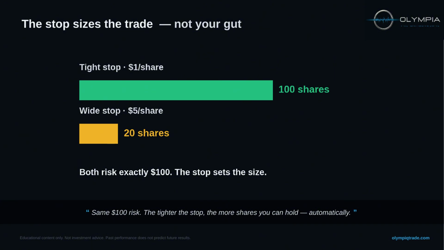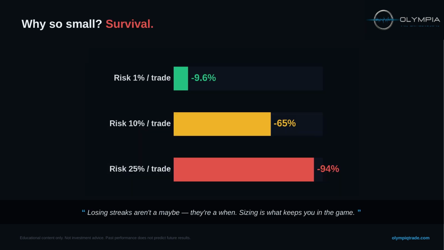Tight stop, $1 a share, you hold 100 shares, wide stop, $5, only 20. Both risk the same $100. The stop sets the size automatically. You might ask, why so small? Well, that lies in survival.